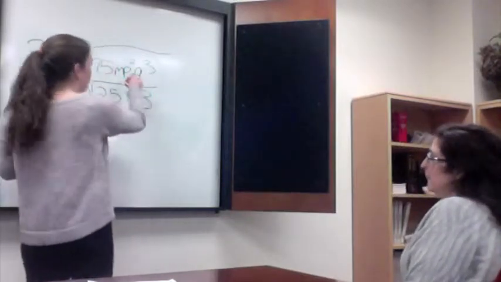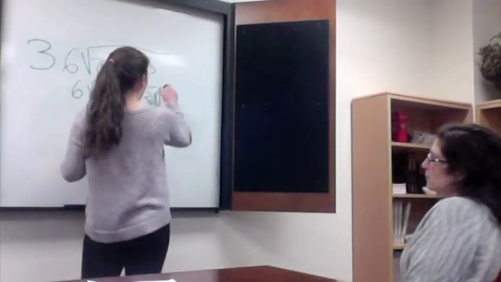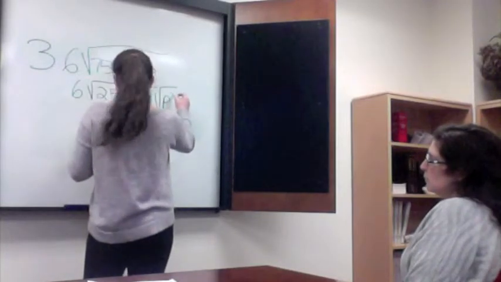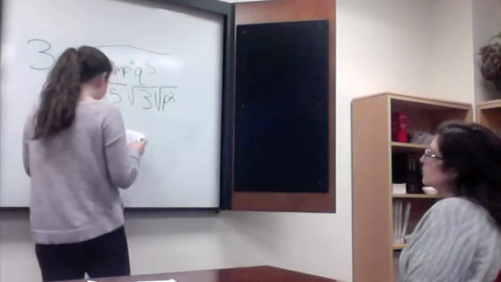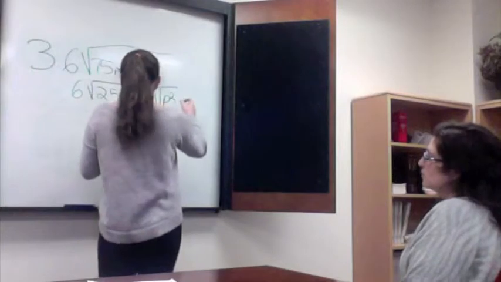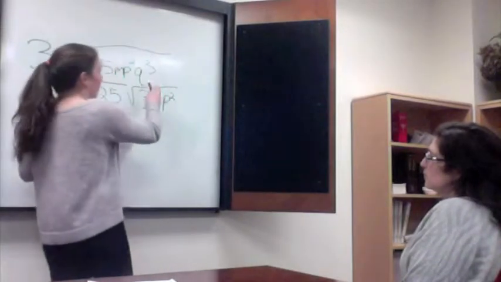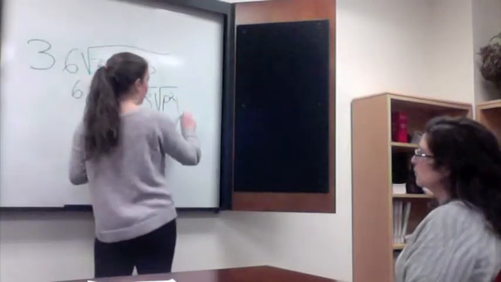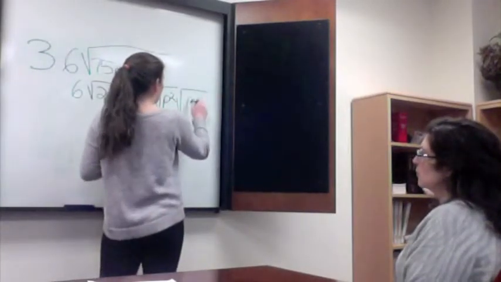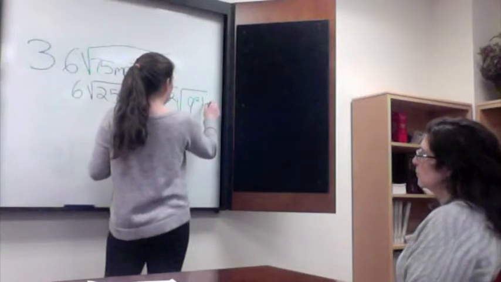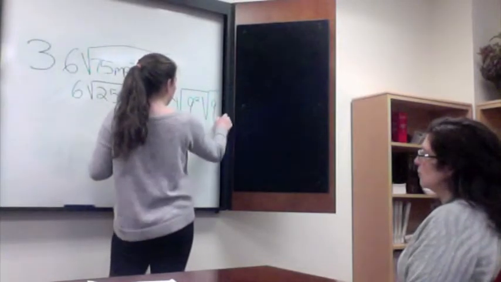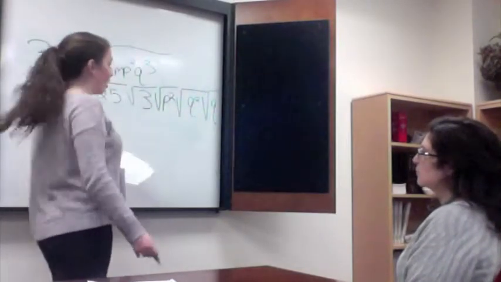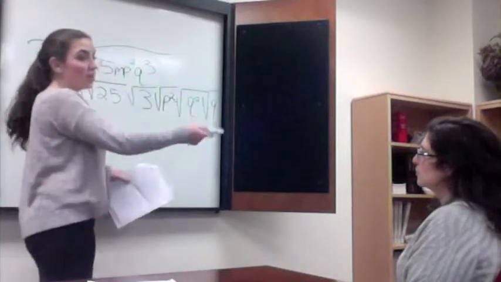Now, since p to the 2nd is a perfect square, we're going to just bring it down, p to the 2nd, times, we have to break up q to the 3rd because it's not a perfect square. So we're going to break it up into q to the 2nd, q. Because q to the 2nd times q is q to the 3rd.